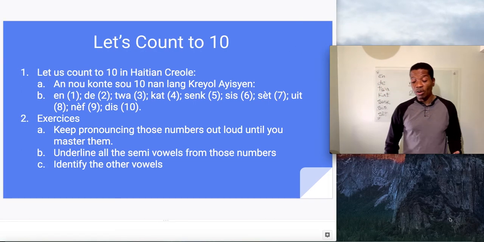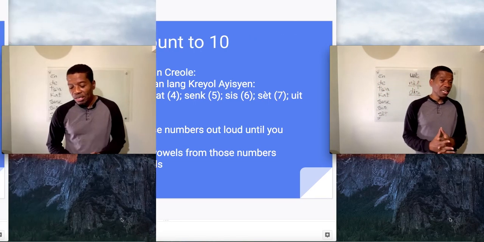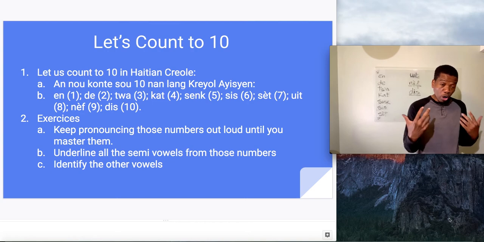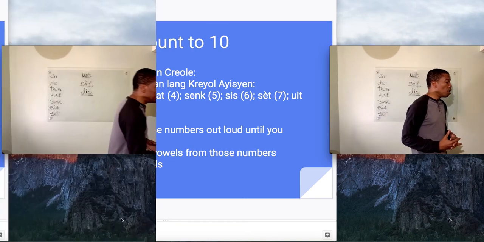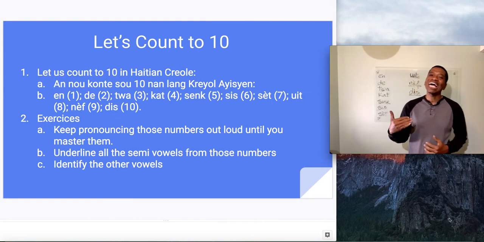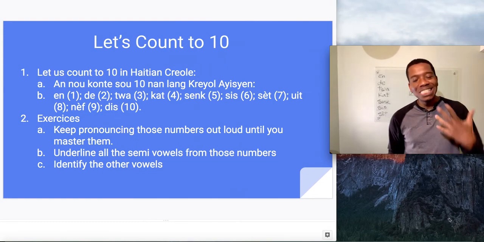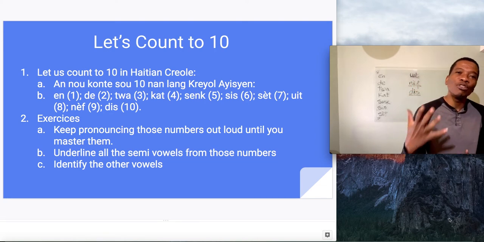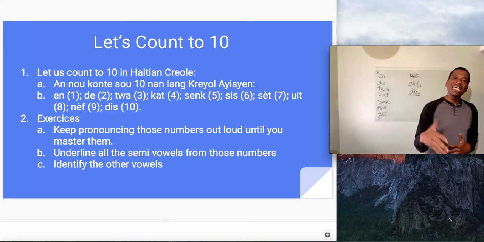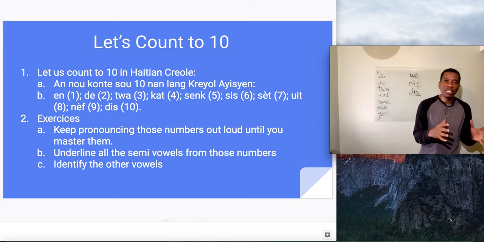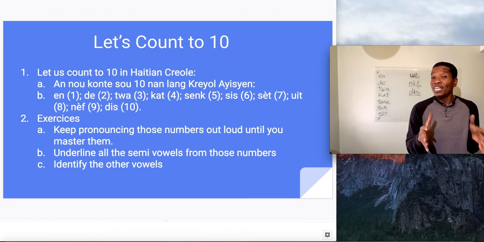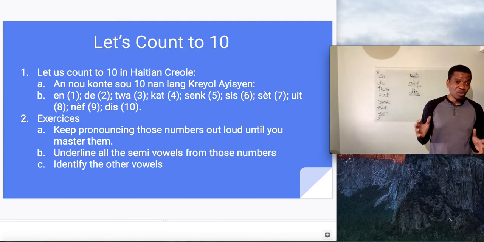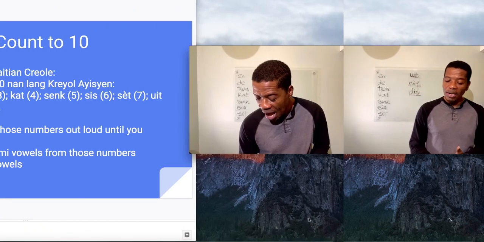We have some exercise now. After you practice counting from 1 to 10, the first thing I want you to do is keep pronouncing those numbers out loud until you master them. Alright? So, you're gonna count to 10, until you master that. Don't just count. Know what they mean. Know what un is, know what deux is, know what trois is. Alright? Very important.